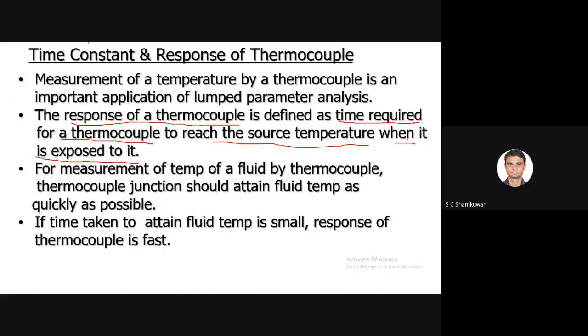So for the measurement of temperature of any fluid by a thermocouple, the junction where the two materials meet should attain the fluid temperature as quickly as possible. So the thermocouple junction should attain the temperature of the fluid to which it is exposed as soon as possible. If the time taken to attain the fluid temperature is small, then the response of the thermocouple is fast.